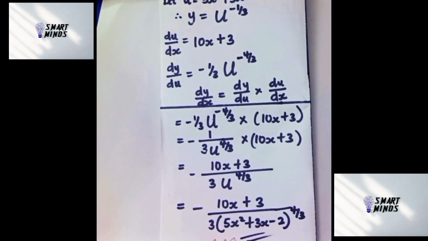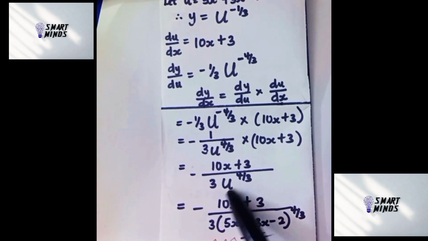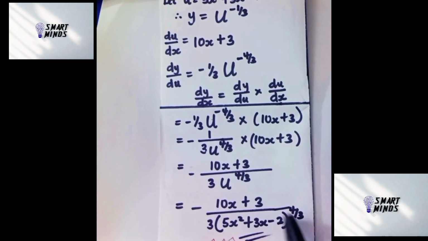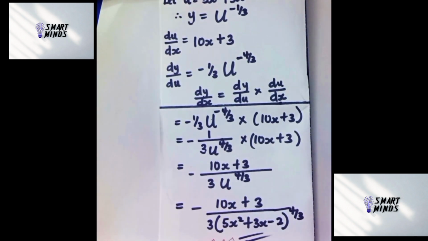Now remember, we need to remove u from the whole expression because it was not part of the question. So remember that we represented u by the terms in the bracket before, so let's bring them back now. Alright, so u is leaving this expression and all the terms in the bracket return, so we still have 3 there and the power is still there. The only thing that changed was the expression represented by u. Alright, so this is the final answer, minus 10x plus 1 all over 3 into bracket 5x squared plus 3x minus 2 all raised to power 4 over 3.